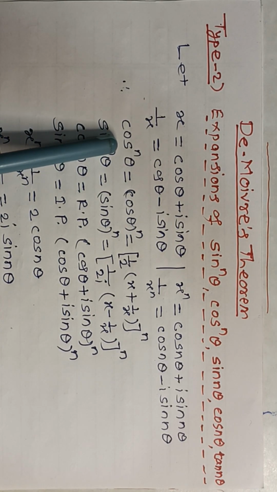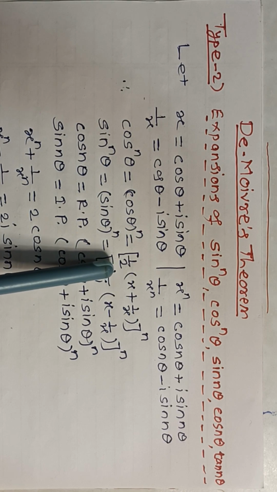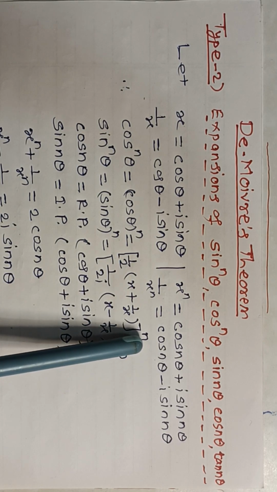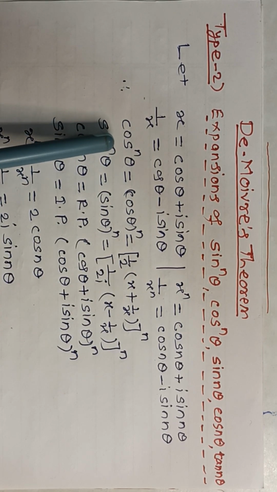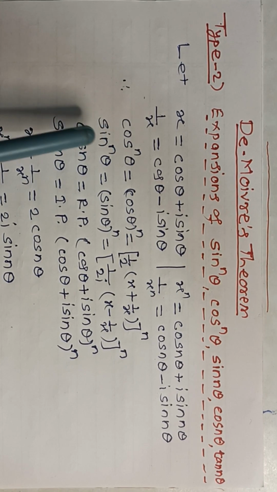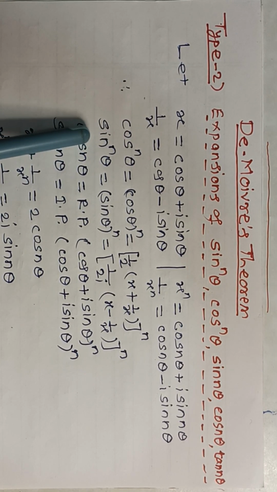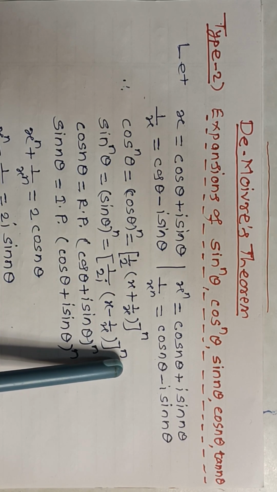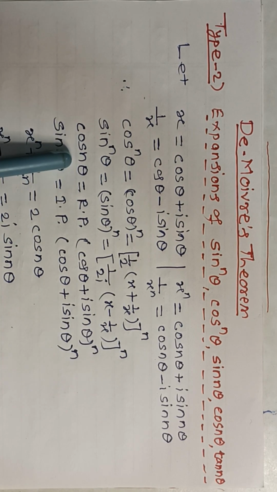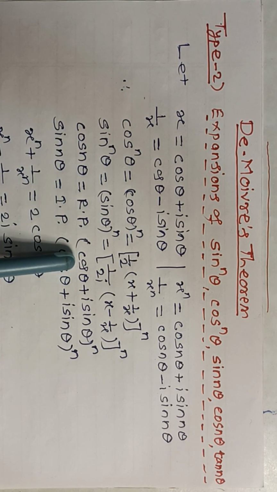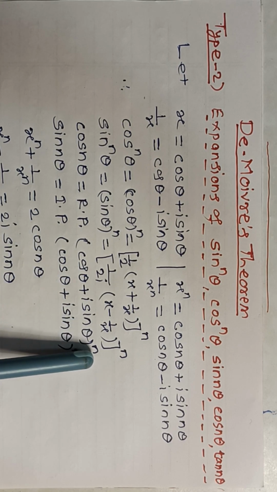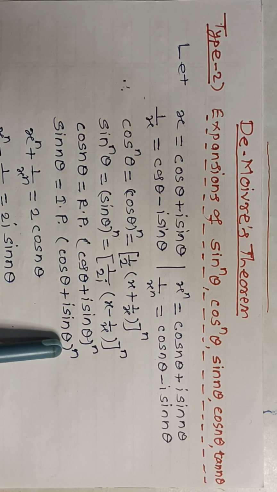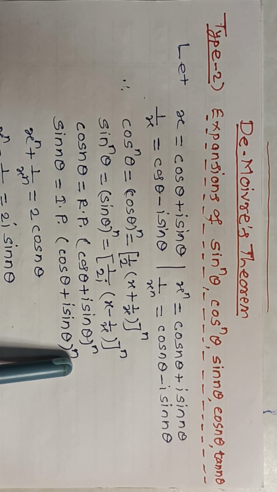Then the formula for nth power of cos theta becomes 1 upon 2 into bracket x plus 1 upon x, and its power n. You have to remember this for finding the expansion of nth power of cos theta. Similar to this, nth power of sin theta will be 1 upon 2i into bracket x minus 1 upon x, bracket close, to the power n. Then cos n theta is the real part of the expansion of cos theta plus i sin theta to the power n. Sin n theta is the imaginary part of the expansion of this bracket, cos theta plus i sin theta to the power n.